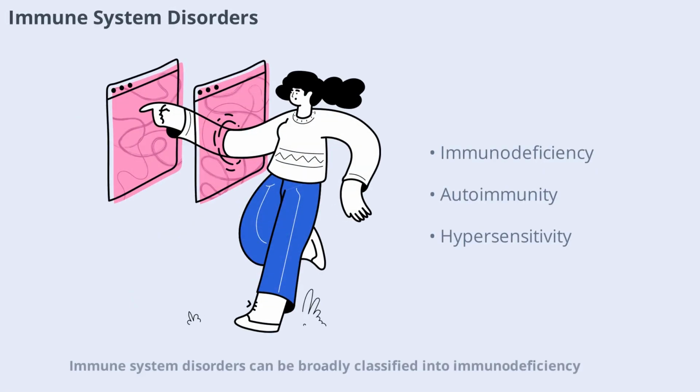Immune system disorders can be broadly classified into immunodeficiency, autoimmunity, and hypersensitivity. Immunodeficiency means the body can't mount an effective defense, leading to frequent infections. Autoimmunity occurs when the immune system attacks the body's own tissues, while hypersensitivity refers to exaggerated responses such as allergies. Each type has unique pathophysiological features and requires different management strategies.